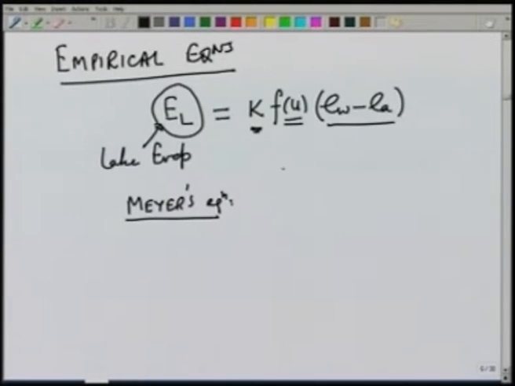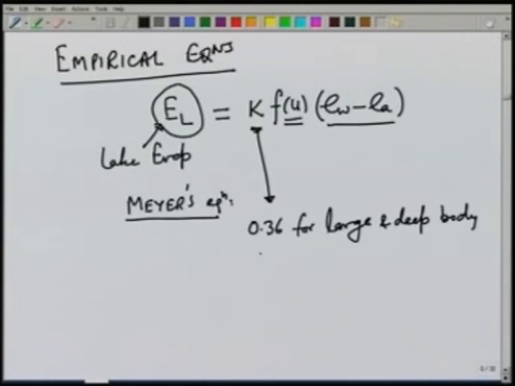which says that the value of K is around 0.36 for large and deep bodies, and it's about 0.5 for small shallow bodies.